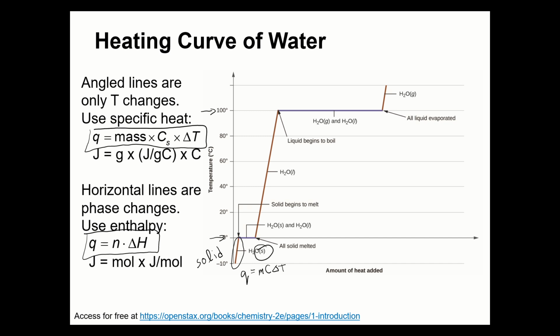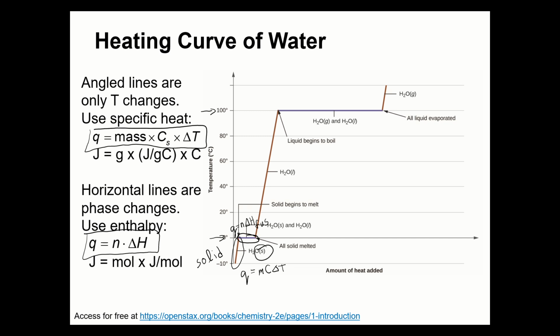Okay, and then once you reach 0 degrees Celsius, you have to put energy in, but the temperature won't change because all the energy that you're throwing into the system is going into changing that ice to liquid water. So that's where you're going through that melting process. Okay, and so when it's a horizontal line, that's when you would use the Q equals n delta H, and specifically we would want to use the delta H of fusion there.